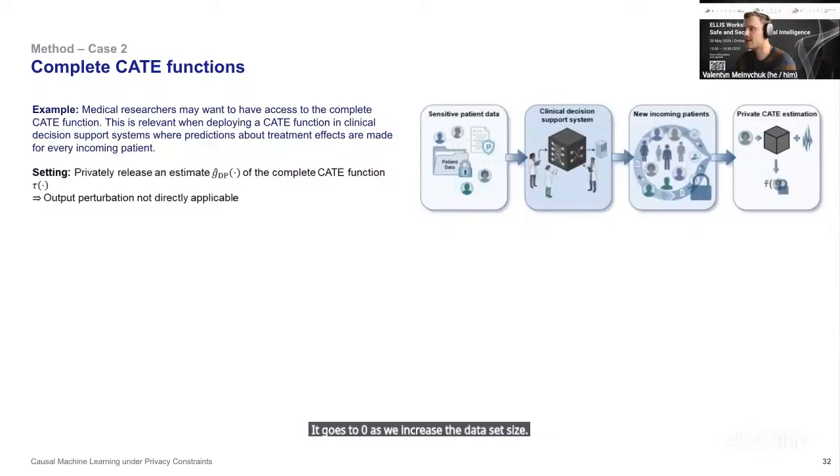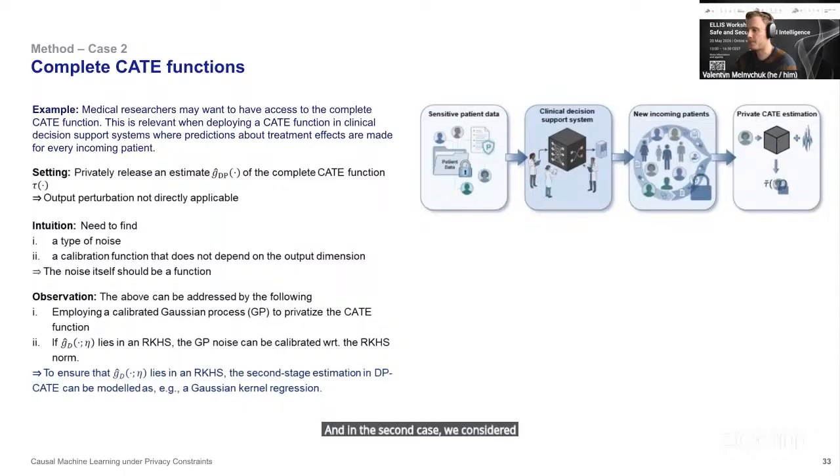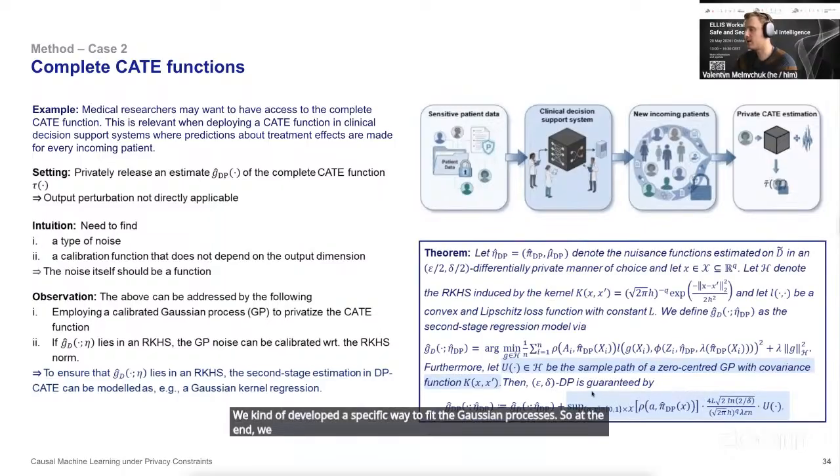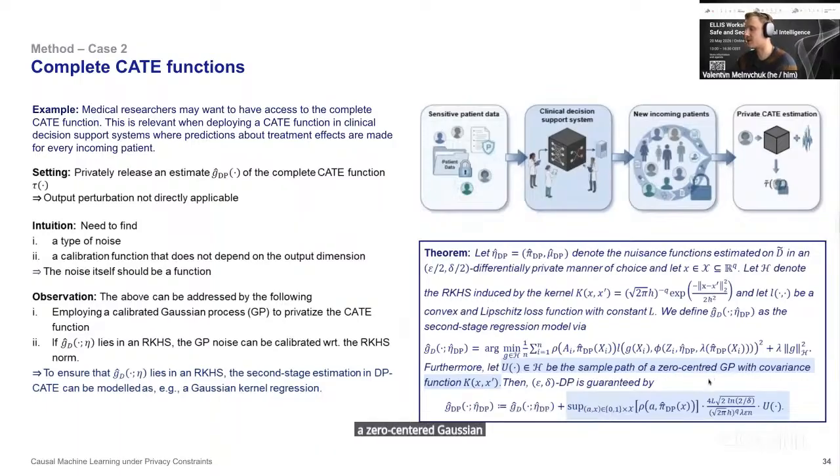And in the second case, we developed a specific way to fit the Gaussian processes. At the end, we add a zero-centered Gaussian process, which is scaled with respect to how much the second stage pseudo outcome varies.